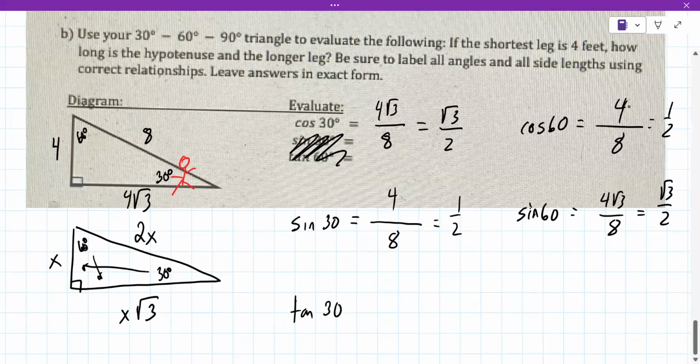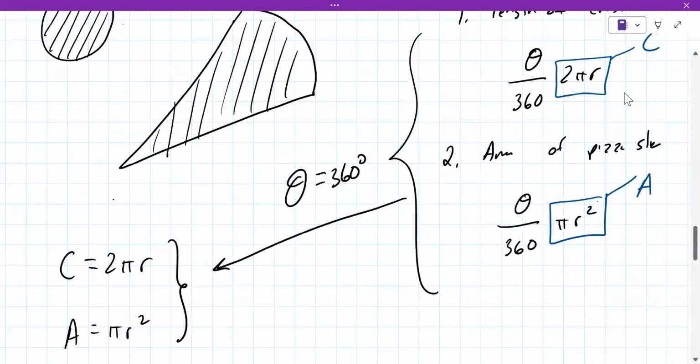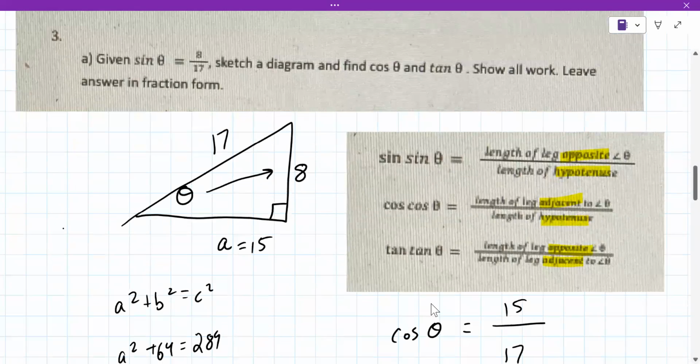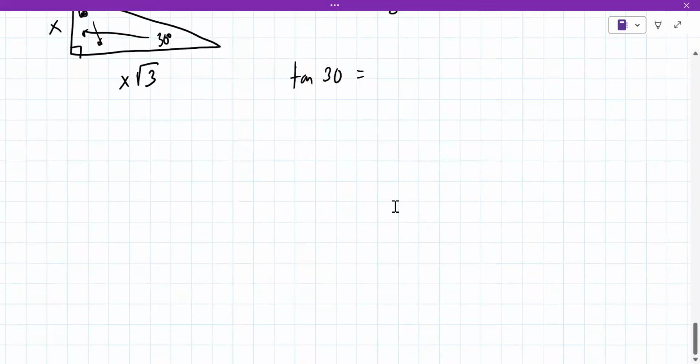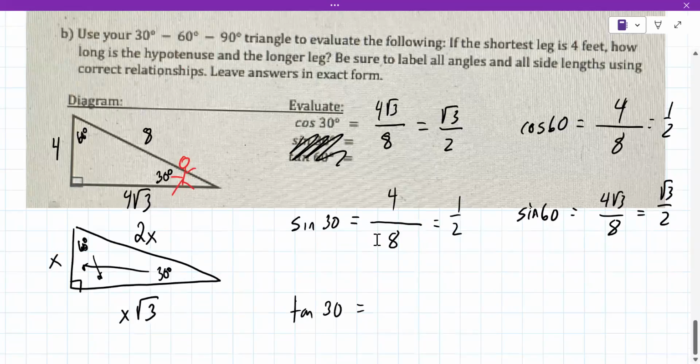Let's do tangent of 30 next. So go back to the 30. Is that hypotenuse over adjacent? It's opposite over adjacent. That's in your notes. This needs to be really well memorized and understood before your test. All right, I'll make sure to have that down. The tangent is opposite over adjacent.